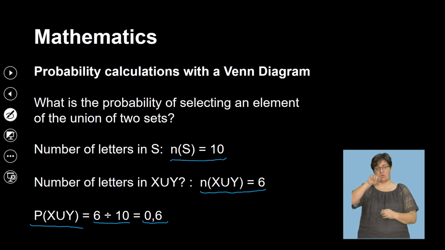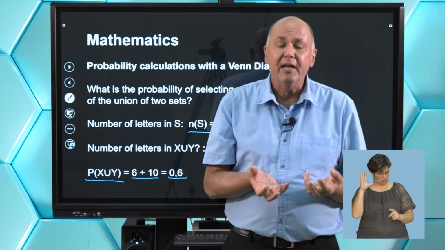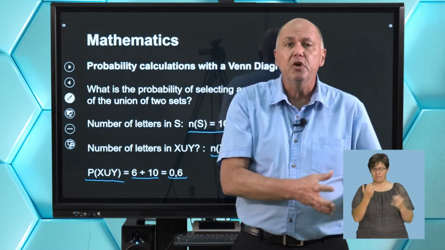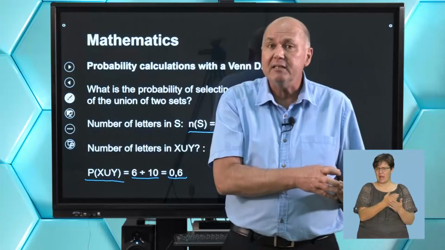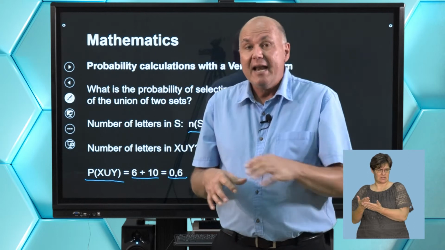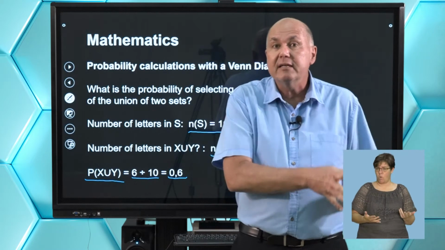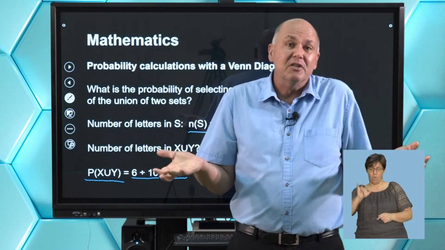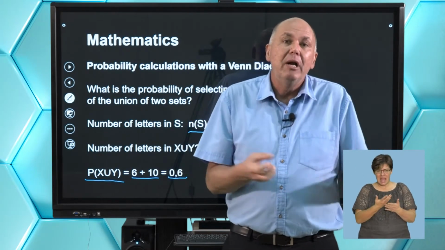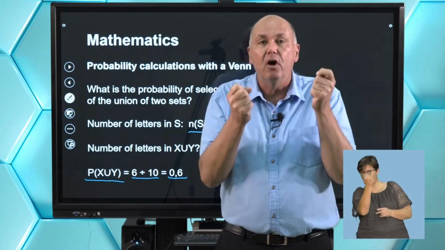and that gives us a number of 0.6. Now, guys, that's quite interesting, but it's also quite strange, because we worked out earlier the probability of X, and then separately we worked out the probability of Y, and now we've worked out the probability of X union Y, or X or Y. I want to ask you, is there a relationship between these? Can we somehow do a calculation to help us deal with this idea of union?